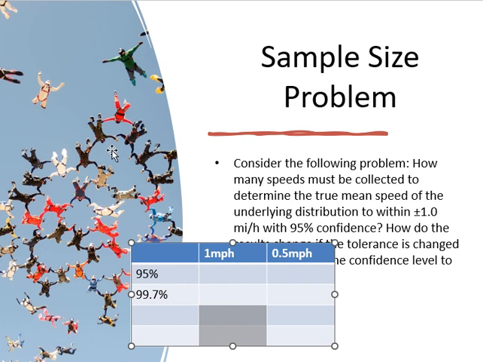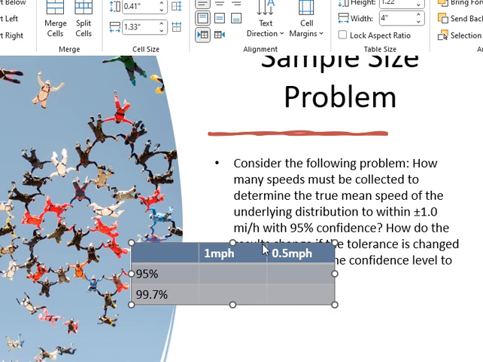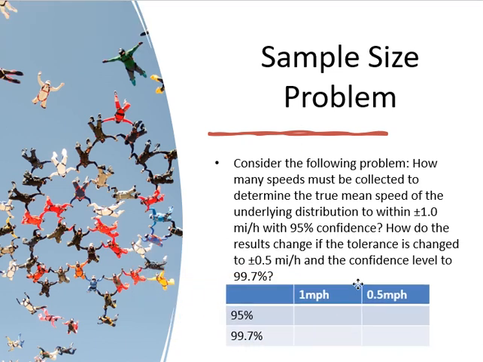Okay, tell me. Uh-huh. 96. 96. Which one? 99.7. Which one? This one? And this one?